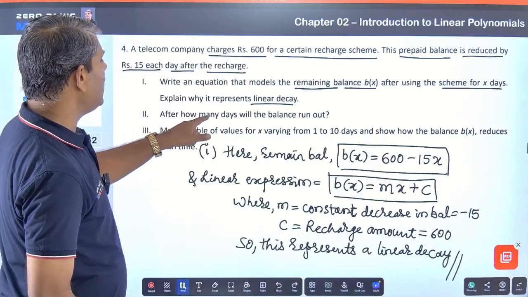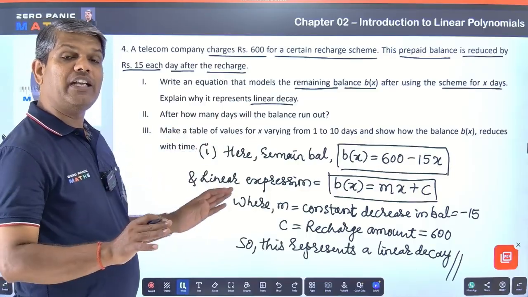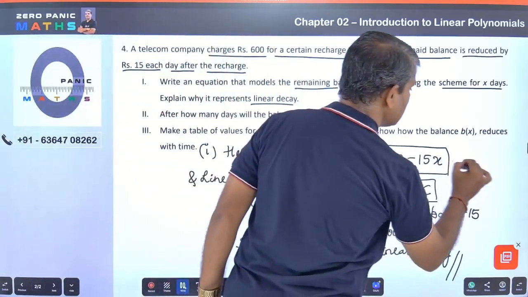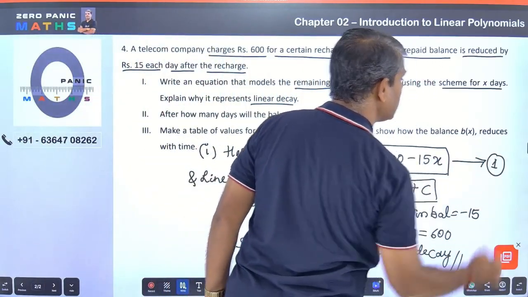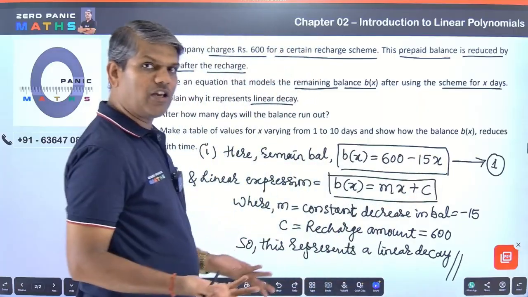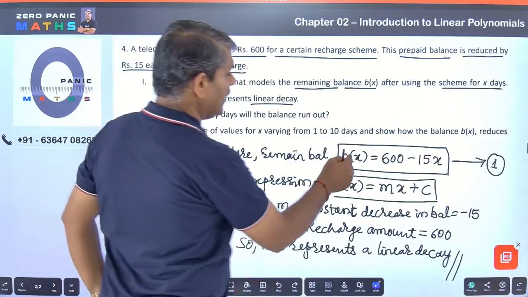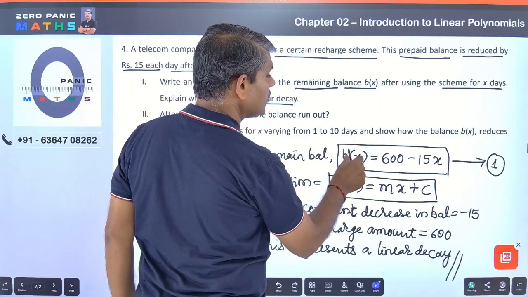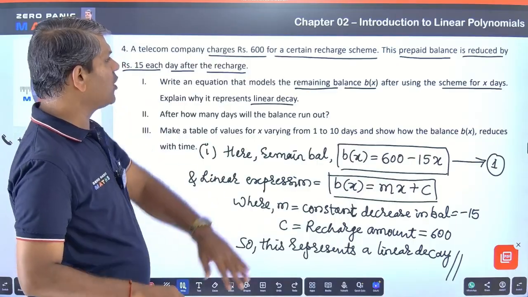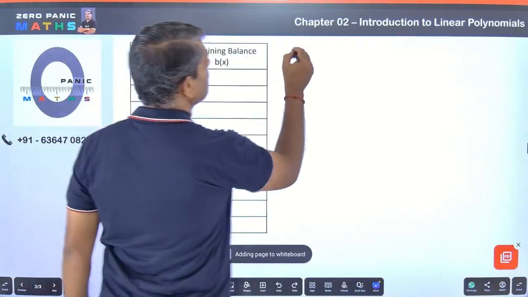The second question is, after how many days will the balance run out? It means after how many days the balance will become zero. Let us consider this as equation 1. Using equation 1, if you put balance equal to 0 and find the value of x, that will be the number of days, right? x is the number of days. So in equation 1, if you put b of x equal to 0 and find the value of x, that will give you the number of days after which the balance will become 0. So let us do that as the answer to the second question.